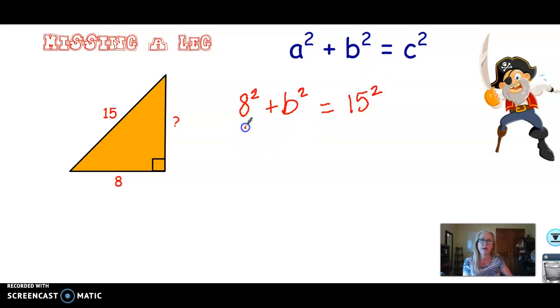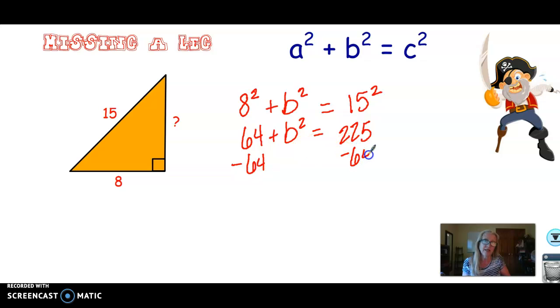Okay? Well, 8 squared is 64, plus b squared. You just go through and you square everything. And I always get this one wrong. 225. All right? Here's the extra step. We need to know what b is, so we have to get b by himself. In order to do that, we have to use our equation solving skills here and subtract 64 from both sides.